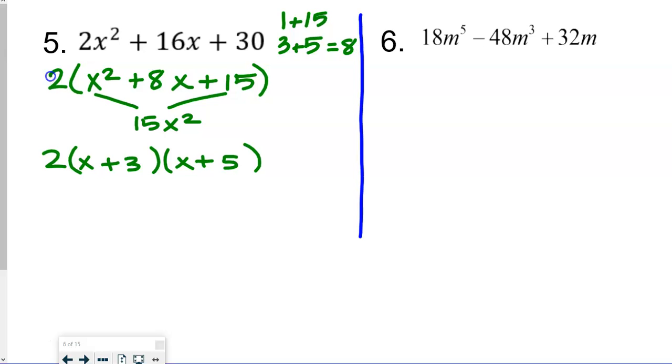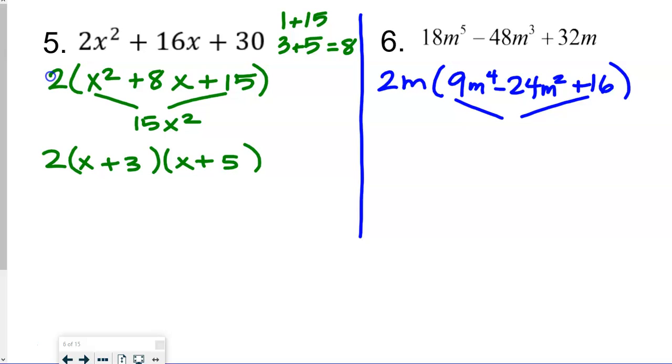This one's a little different, y'all, because I noticed that an m is in all of them, and I'm pretty sure that all of them have a factor of 2 as well. So I'm going to factor out the 2m first. That's going to give me 9m to the 4th minus 24m squared plus 16. So here again, we're going to multiply the first and last terms. So we get 144m to the 4th. Now, as before, when we put an m and an m, this time we're going to put an m to the 2nd and an m to the 2nd, okay?